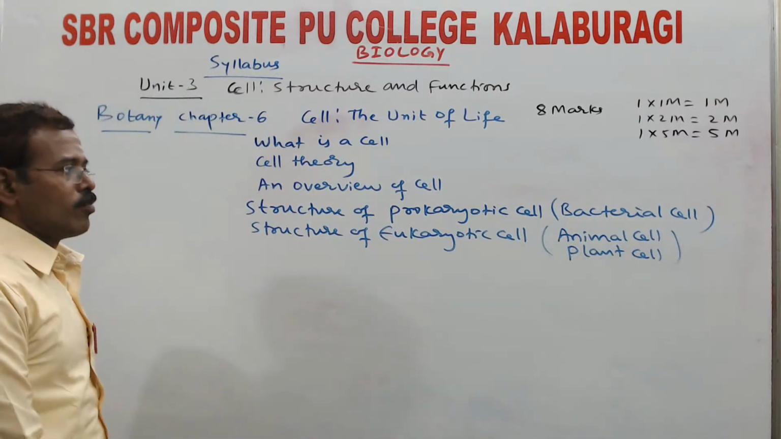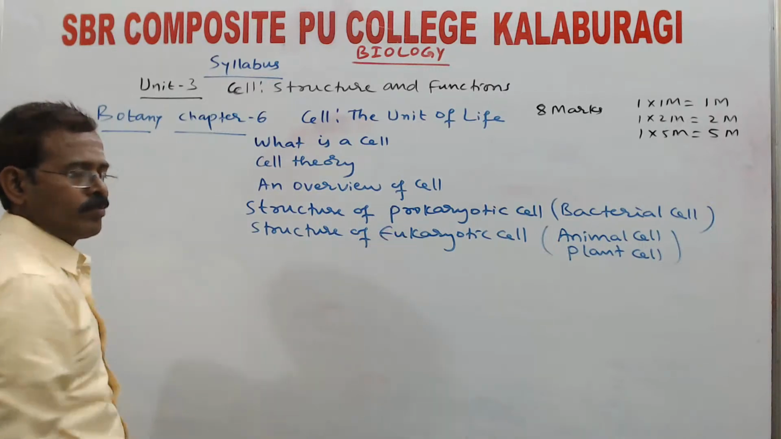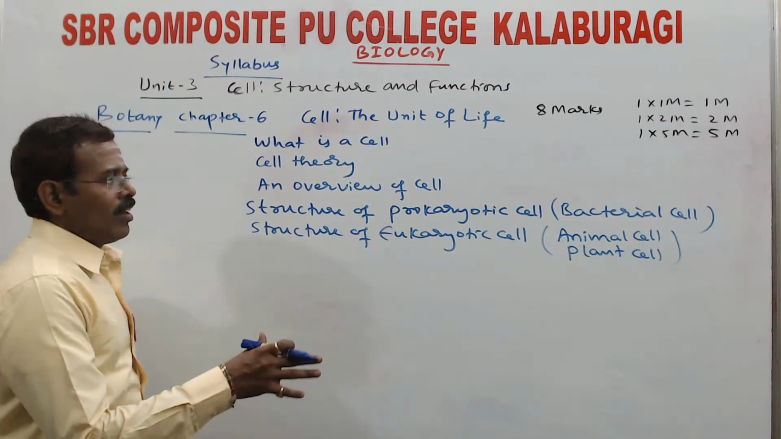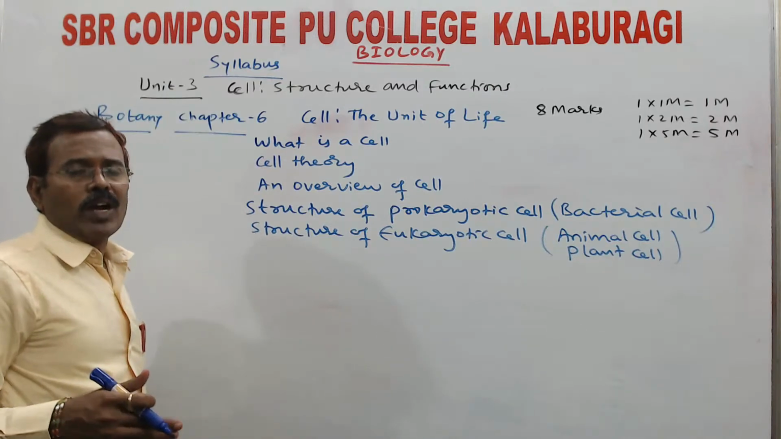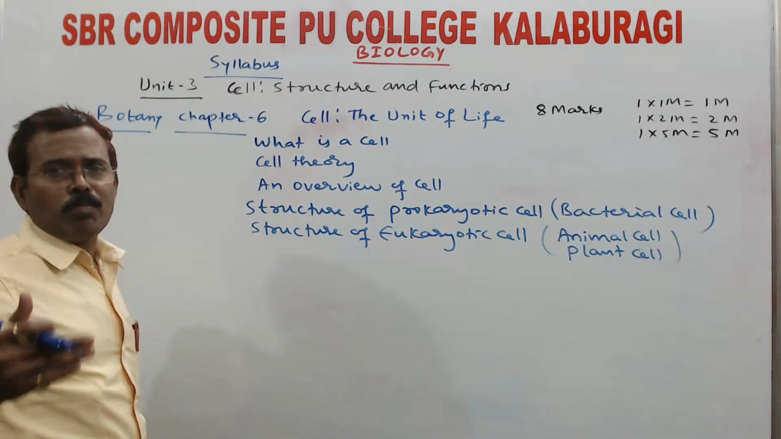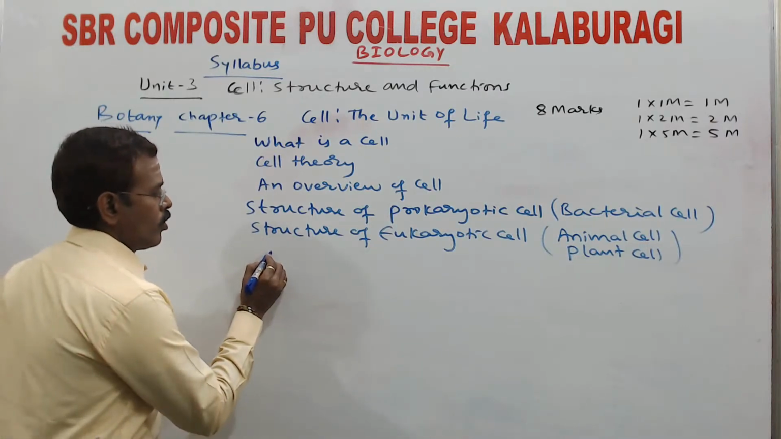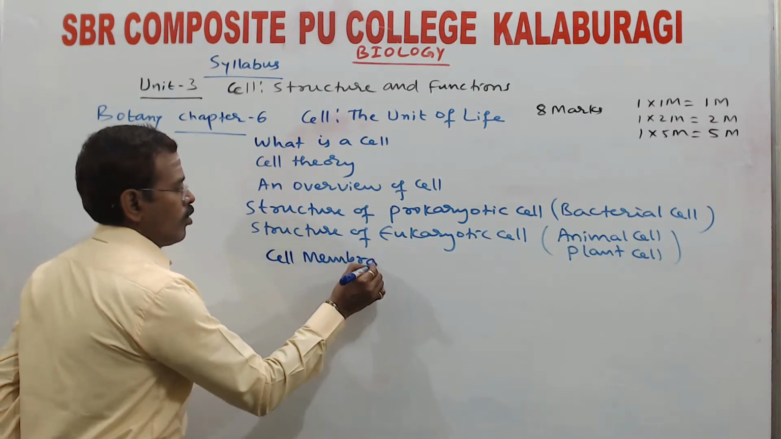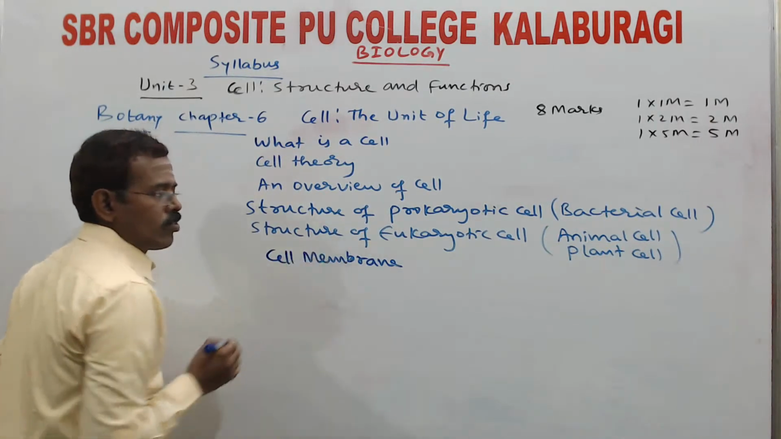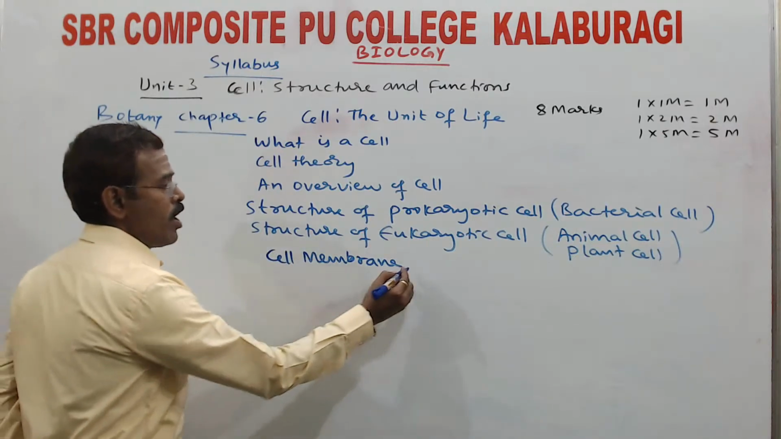Here we are going to learn higher animal cell and plant cell ultrastructure, very important concepts. After learning the cell structure of plant cell and animal cell, now we have to learn the individual components or parts of the cell. So here, cell membrane, plasma lemma.